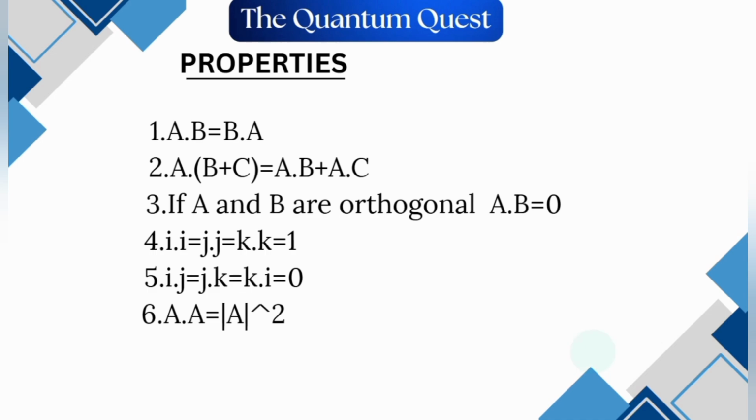Last property is A dot A equals A square. When we multiply a vector with itself, we get the square of the modulus of the vector.